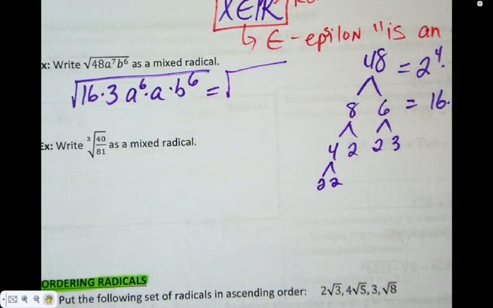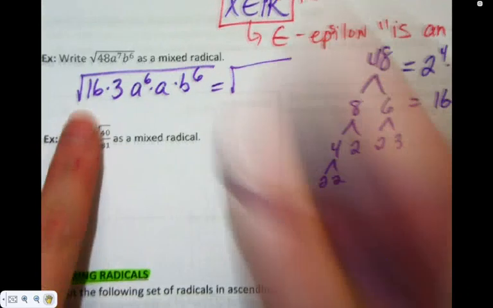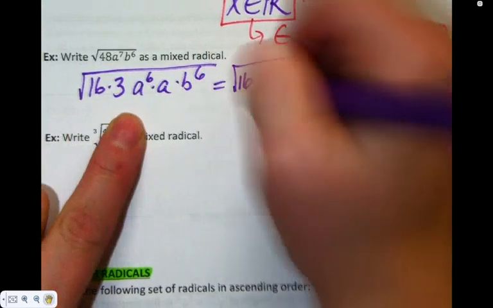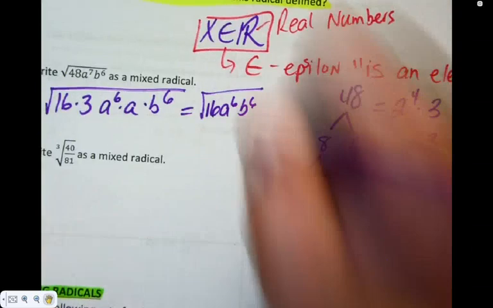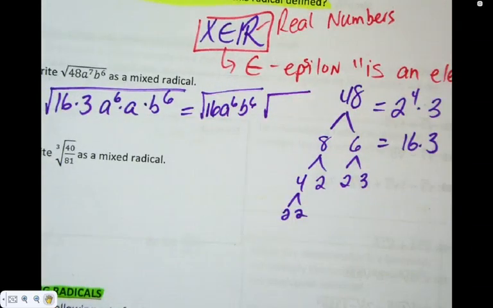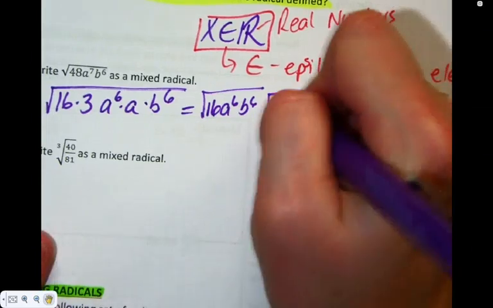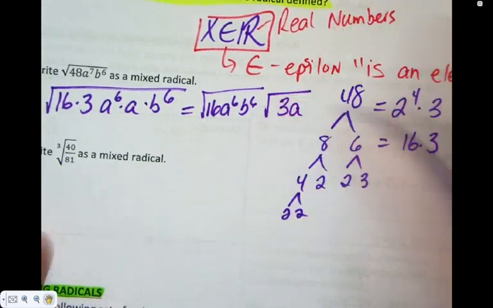Okay, let's put the good stuff into one radical, the leftovers into the other. So 16 is a perfect square, a to the 6 is a perfect square, b to the 6 is a perfect square. What's left over that we can't use? 3 and a.